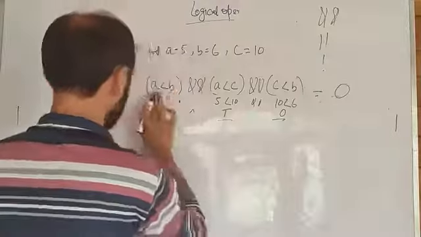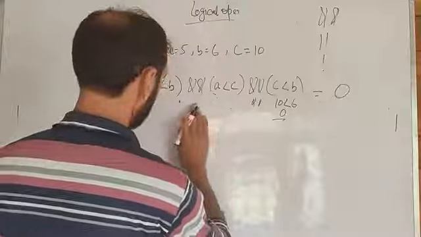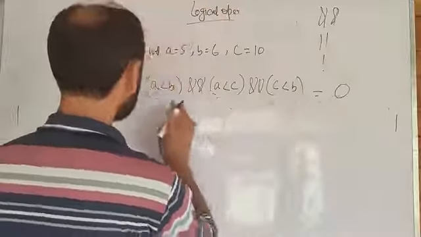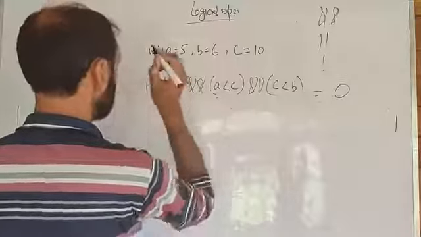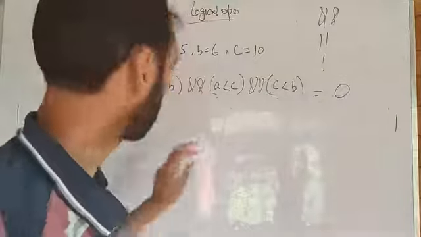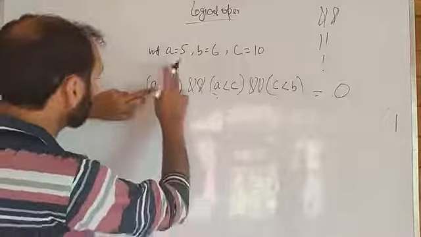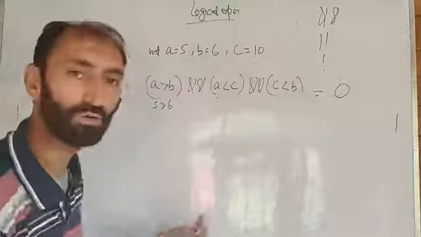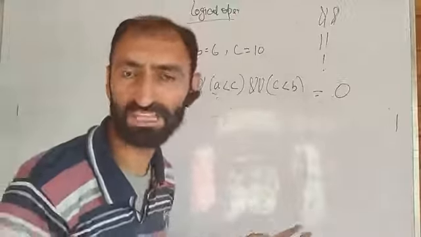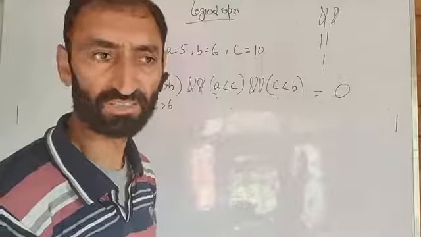Let's make a modification: a greater than b. A is 5 and b is 6. No, a is not greater than b.